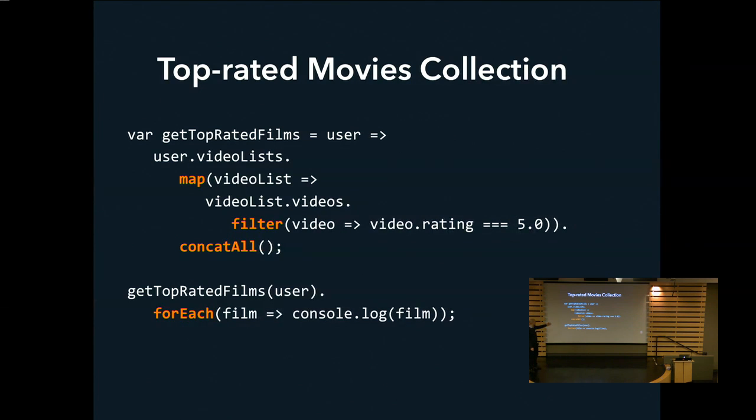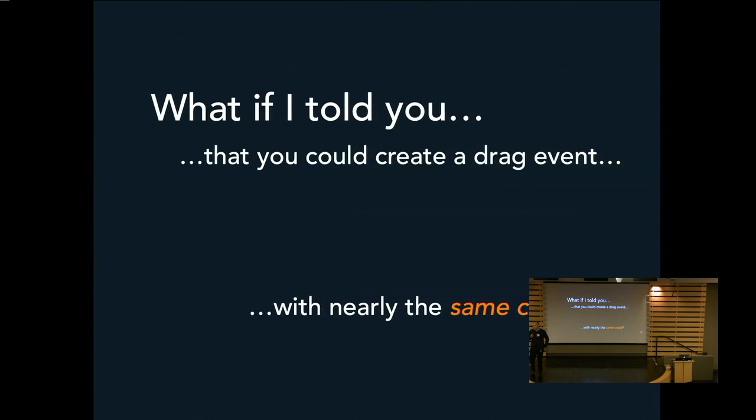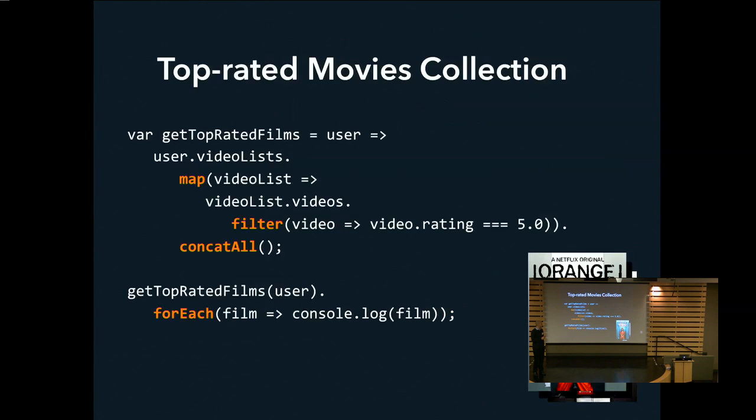And so then I'm going to call getTopRatedFilms on a user, and then I'm just going to forEach over the resulting collection. And that's how we get your favorite Netflix titles. So what would you say if I told you that I could take nearly the same code and I could write a mouse drag event over a DOM element? Hmm? No way. No way, thank you. That's what I was waiting for.